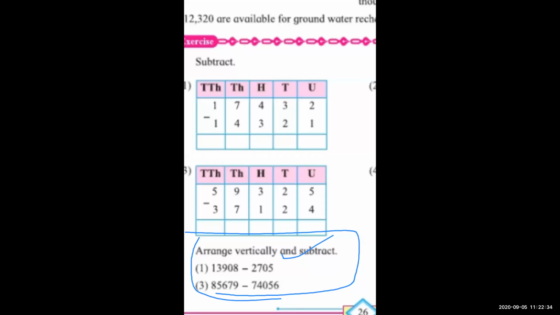Look at it properly. Don't type messages in the chat box. See the second sum. Don't send any message in the chat box. Now stop it. Stop chatting. See the second sum.